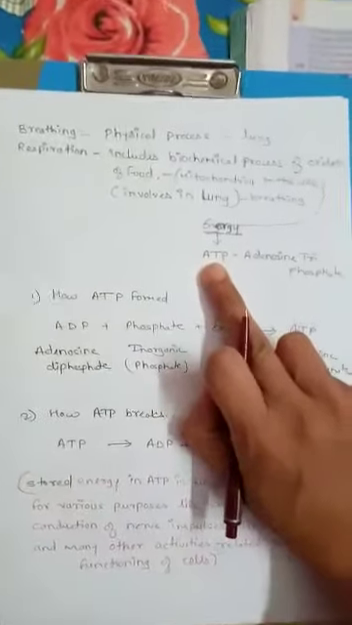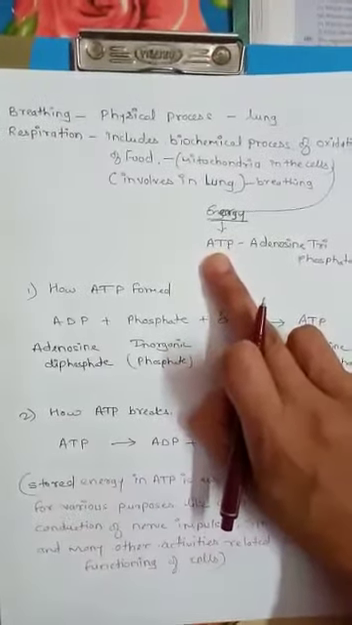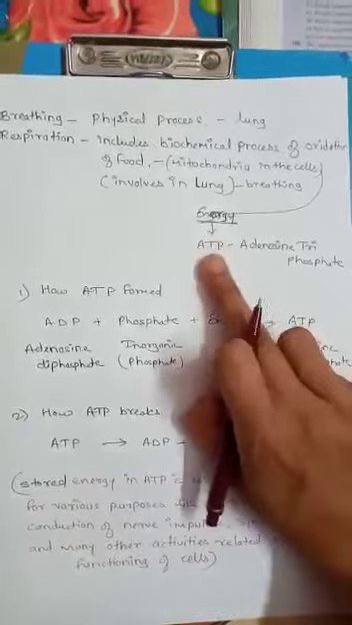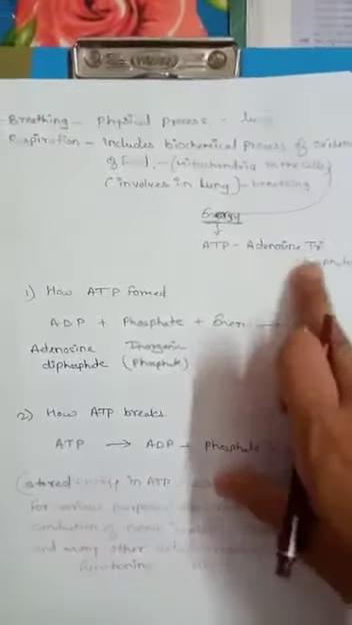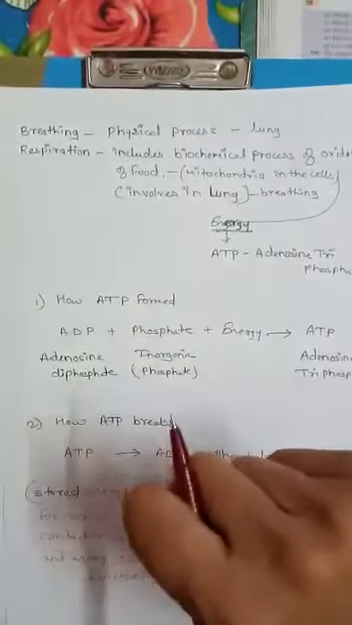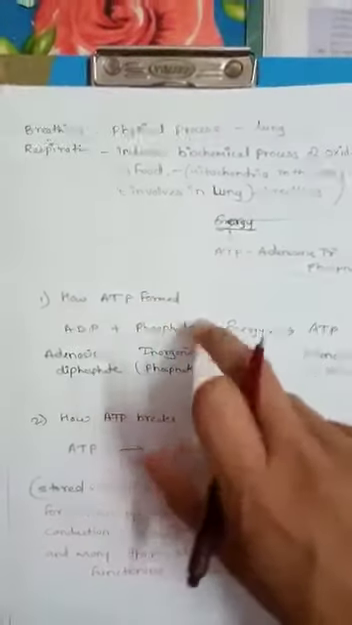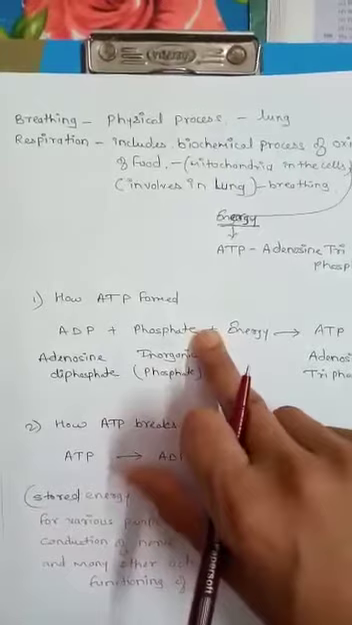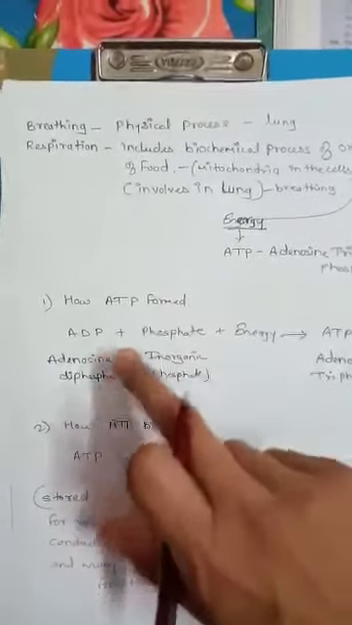Now recall the 9th standard and you will come to know what ATP is. ATP is nothing but adenosine triphosphate. Now how is that ATP formed and where is it present? It is present in the mitochondria. Now ATP is formed by ADP.